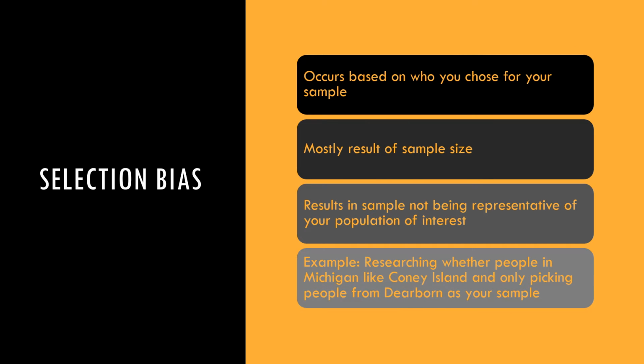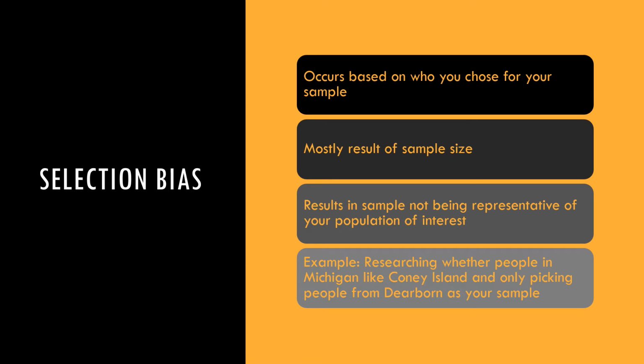The first type of bias is a selection bias, and this occurs based on who you choose for your sample. Most commonly, it will result from the sample size that you use, and this results in the sample not being representative of your population of interest.